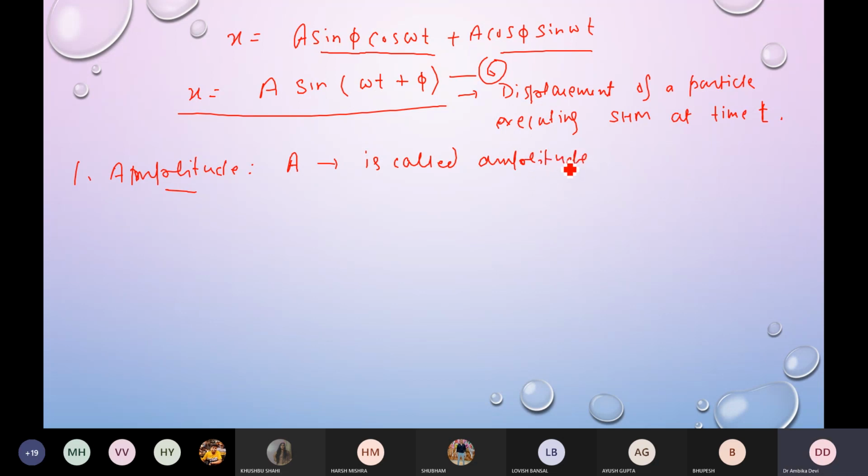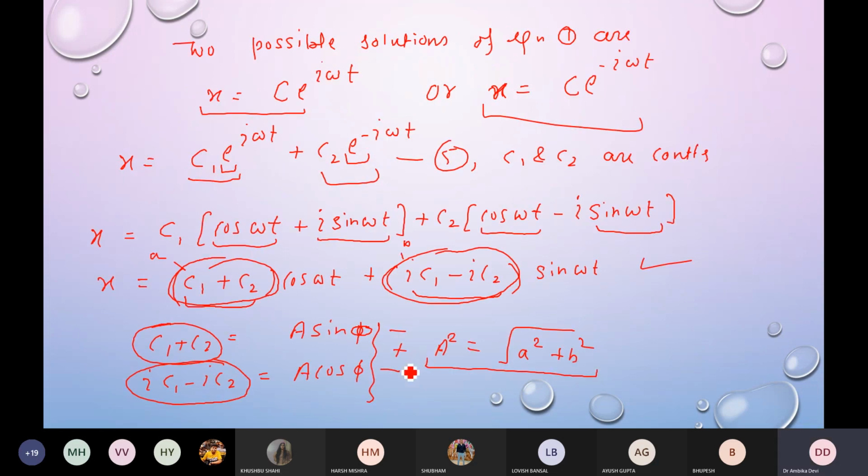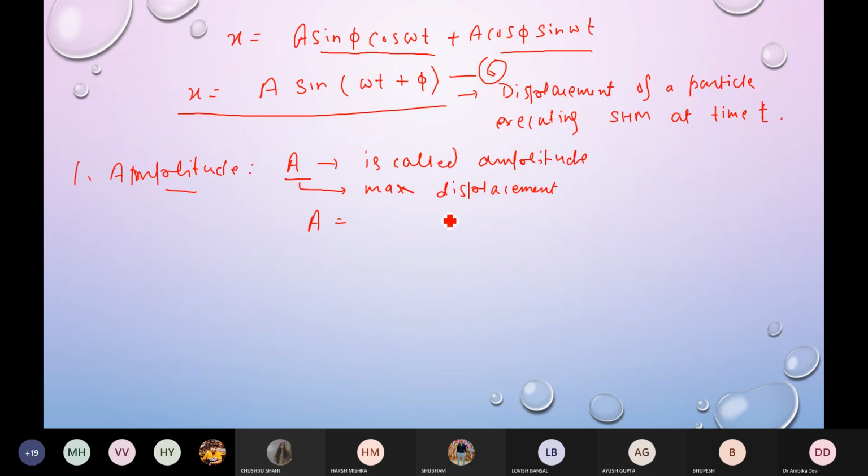Amplitude means the maximum displacement which can take place in simple harmonic motion, right? This is the maximum displacement which can take place. And we can also find out the magnitude of A. So here, sorry, this is A, not A square. So A is equal to under root of this quantity with this constant and this quantity which is here. So you can say that A is equal to under root of a square plus b square, right? So this is amplitude.